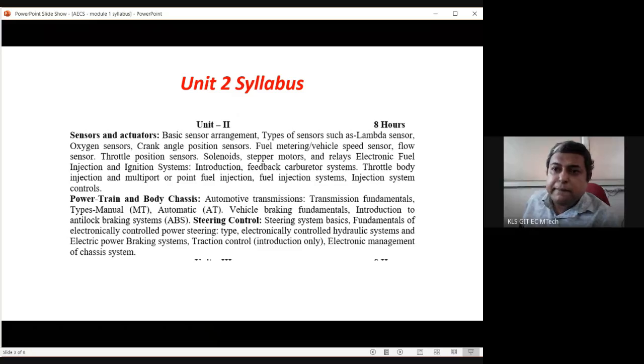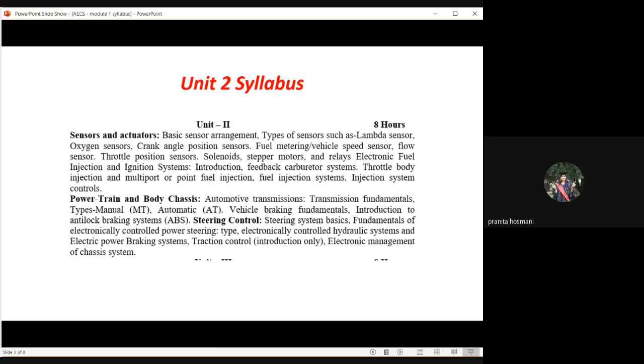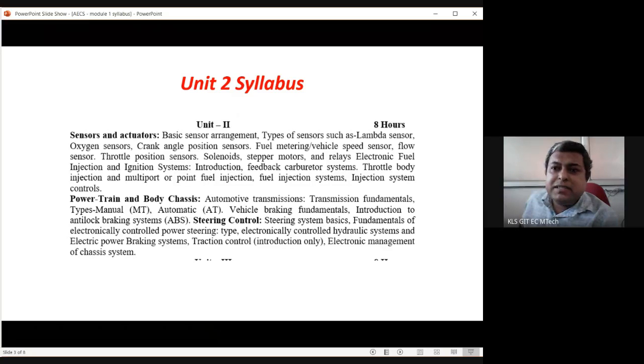Solenoid. What is a solenoid? Electrical people. A solenoid is an actuator. It is getting electrical pulses as the input, and it is generating some kind of mechanical motion. So it's electrical to mechanical. So a solenoid is an actuator. You can understand.